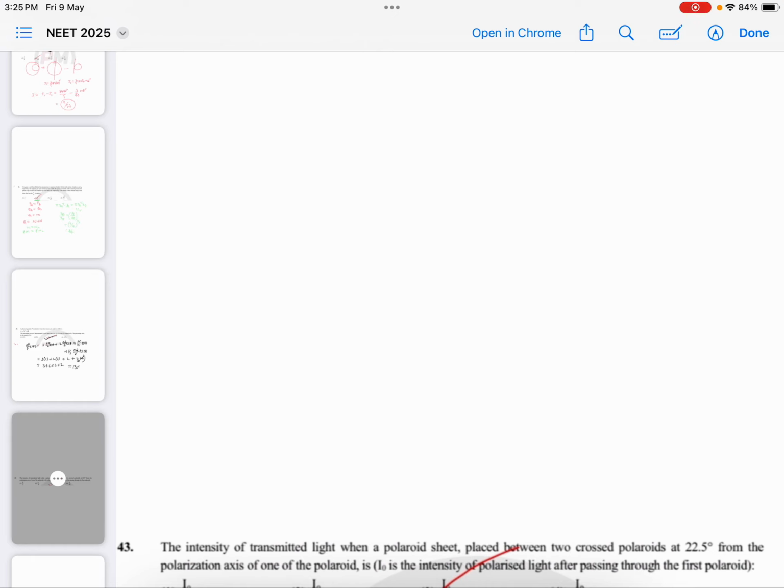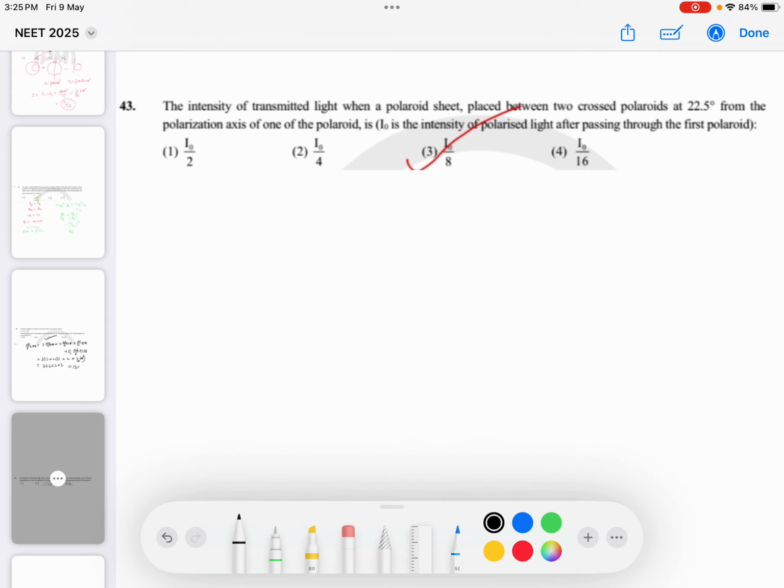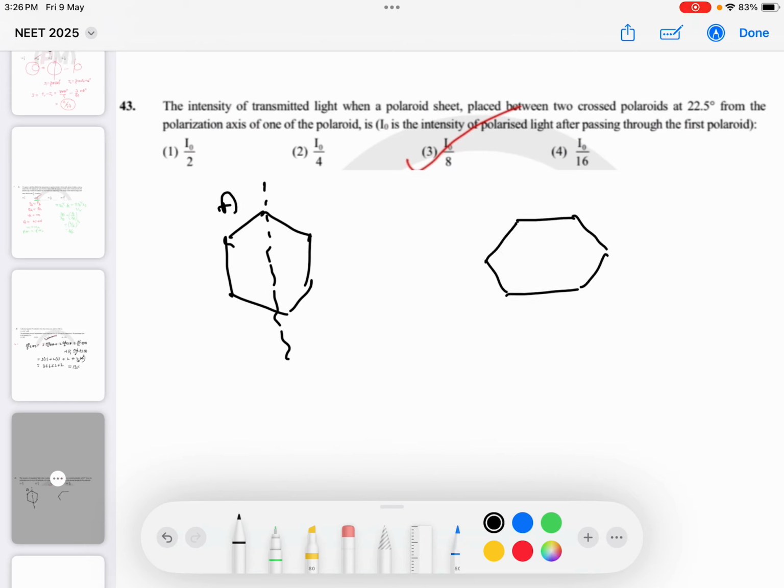Next one, wave optics polarization topic. The intensity of transmitted light when a polarized sheet is placed between two crossed polaroids, 22.5 degrees from the polarizing action of one of the polaroids. I0 is the intensity of the first polaroid. Suppose I have the polaroid like this. This is the axis of rotation. This is converted into crossed polaroids. Crossed polaroids is nothing but perpendicular to each other.